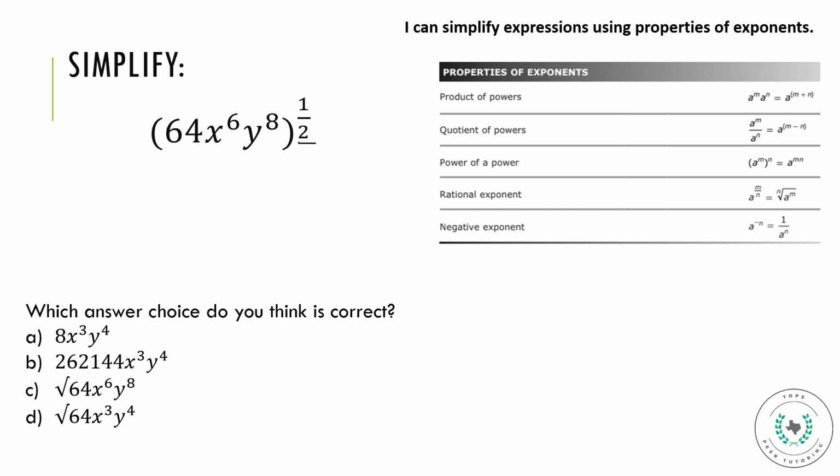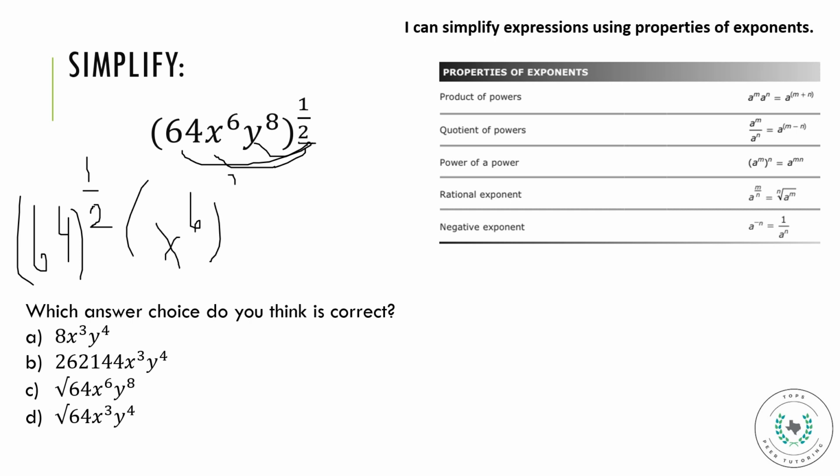So, like always, distribute. Distribute, distribute, distribute. Very, very important. So, we got the 64 with the half. We got the x6 with the half. And we got the y to the power of 8 with the half.